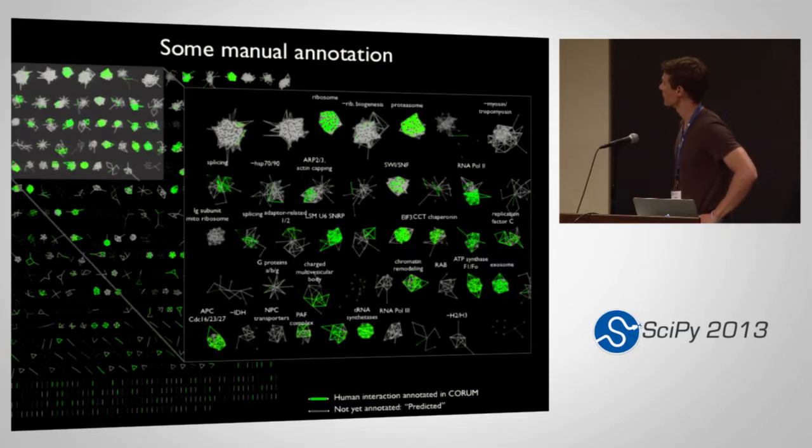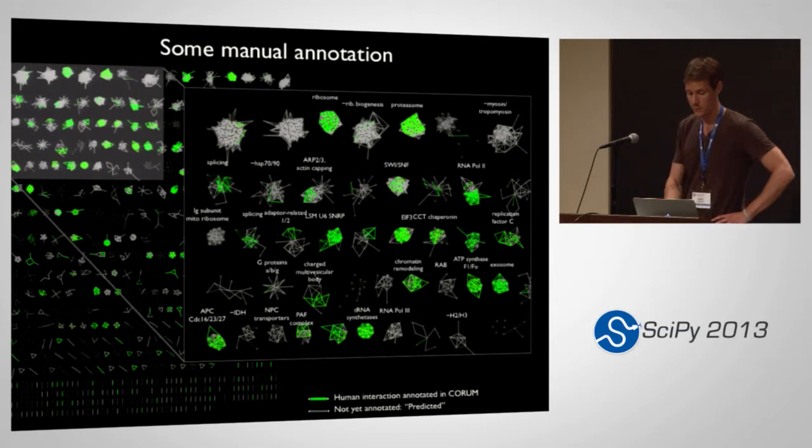And just a quick look here. These are the kinds of things that come out of this. The ribosome and proteasome are there at the top, and those are some of the complexes that I mentioned at the beginning. And then down through the map, we see a lot of things that are well known and a lot of novel things.